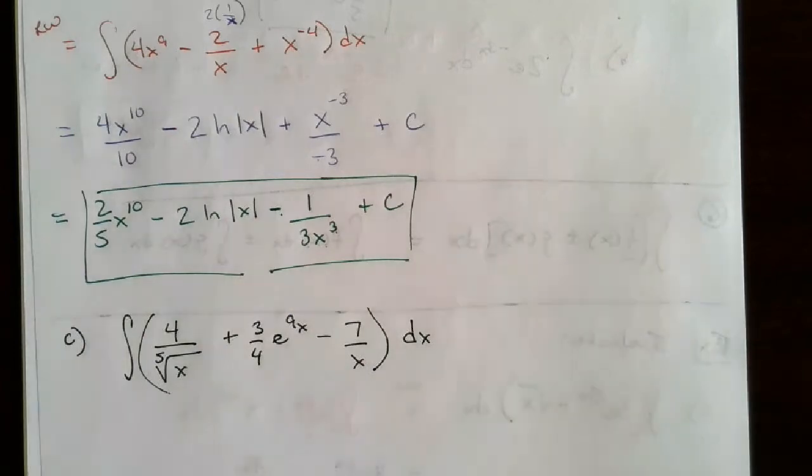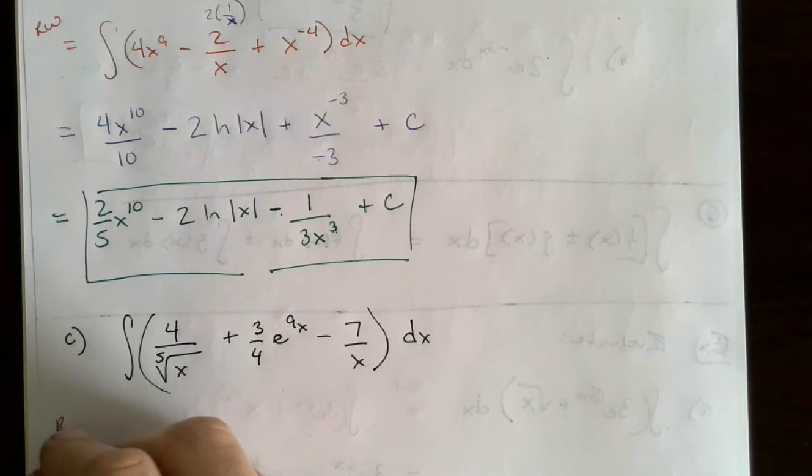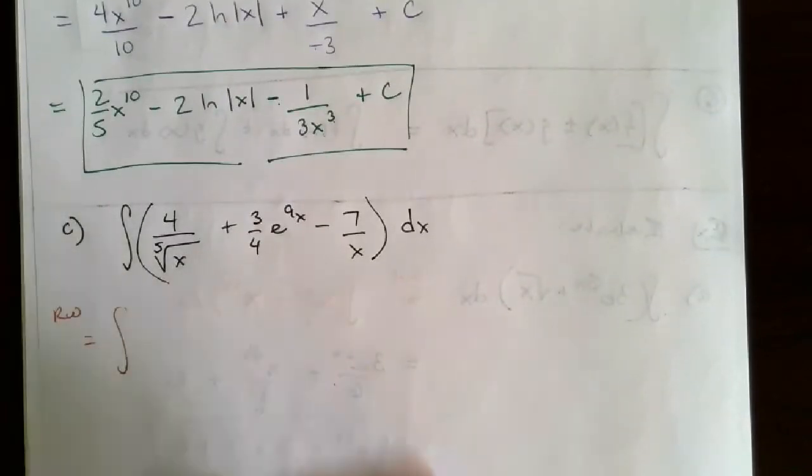First thing I should do is rewrite it. Remember, you're rewriting this in an equivalent form. We're not taking the antiderivative yet. We're just rewriting equivalencies to make it easier to take the antiderivative.